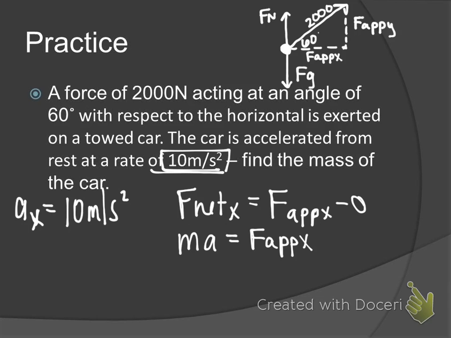Okay. Now, can we solve for F applied x? Yeah, all we have to do is break down that component. So let's go ahead and do that. When we're solving for F applied x, we'll take 2,000 times cosine of 60 degrees. And that gives us a value of 1,000 newtons.